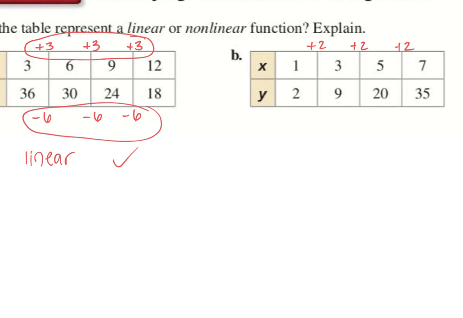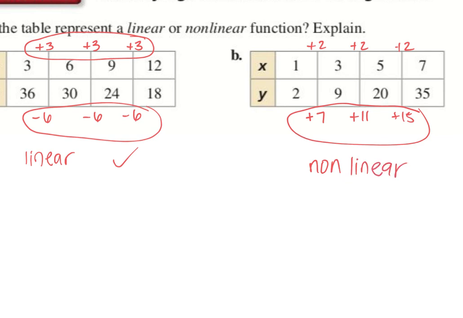Seth? Plus 7. What's the second one? Jonathan? 11. And what's the third one? Alex? 15. Plus 15. You see how all of these were different? If any one of them is different, it's nonlinear. Okay? If any one of them is different.